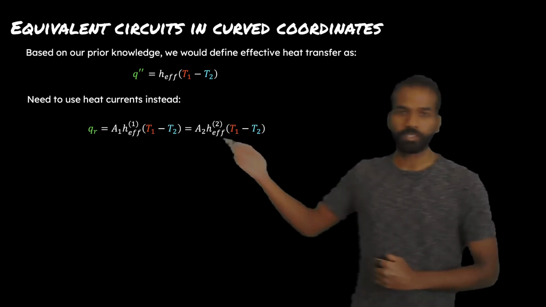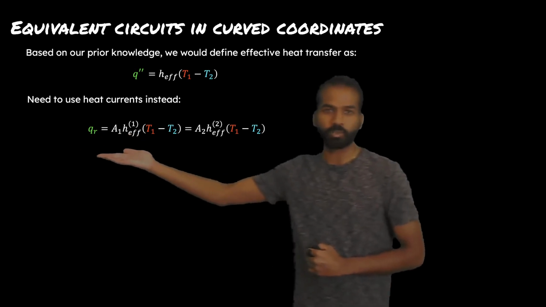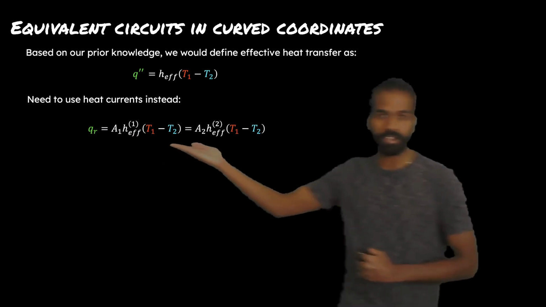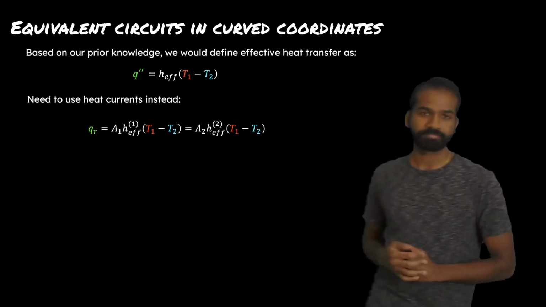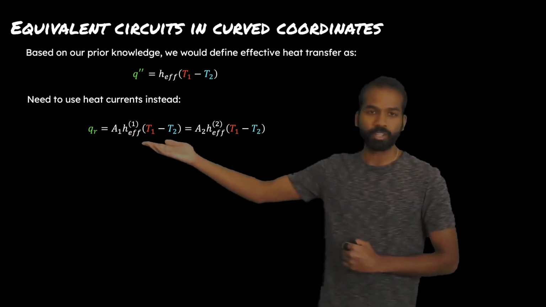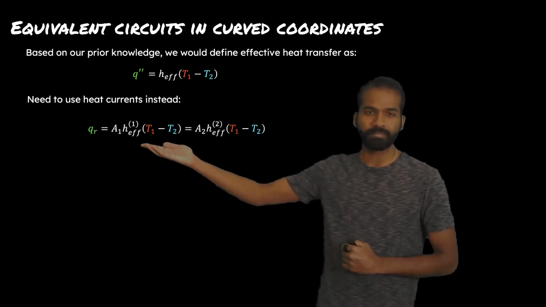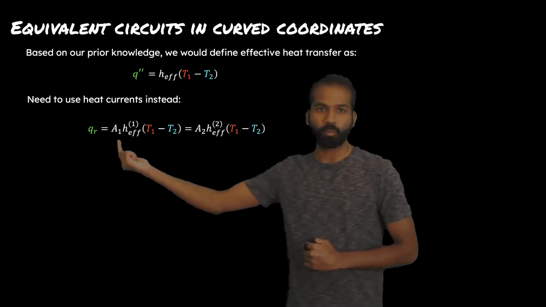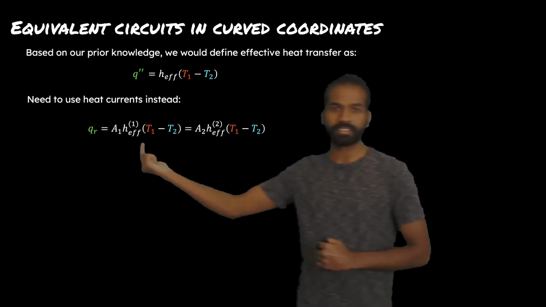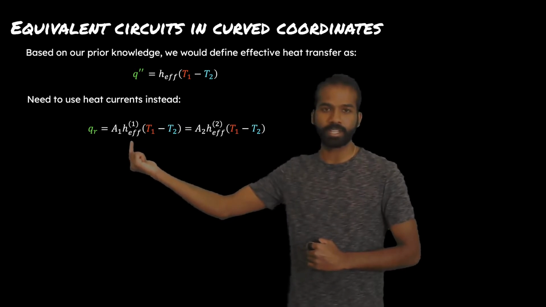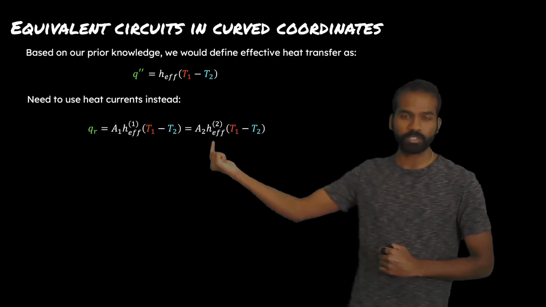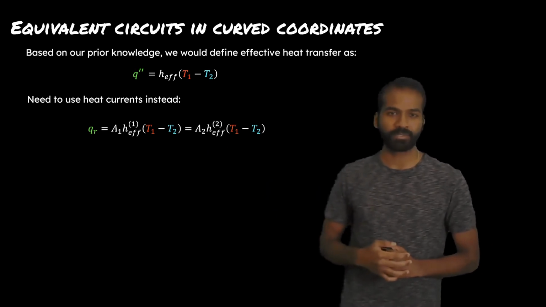So we have then Q sub r, and we can set this equal to an expression that is based on the radius at 1 or the radius at 2. Q sub r is a constant. T sub 1 minus T sub 2 is also a constant. And since the area at 1 or the area at 2 have different values, this means that the heat transfer coefficient defined at radius 1 or the heat transfer coefficient defined based on radius 2 must have different values.